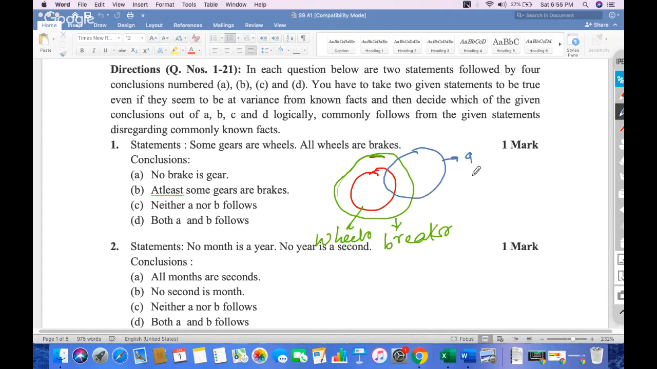These are gears. No brake is gear is wrong. At least some gears are brakes. Yes, there is a brake and this is gear. There is an intersection here. So at least some gears are brakes is the logical conclusion that follows from here.